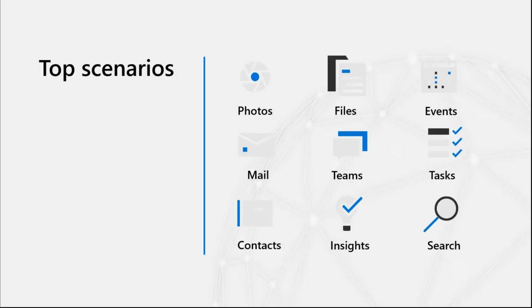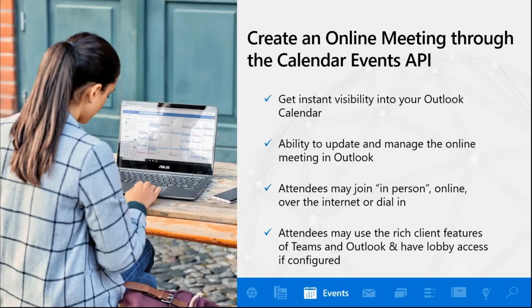So as part of the conversation, when you're trying to create an online meeting, one of the options is the Calendar Events API. What that will give you, if you are creating such an object, is instant visibility into your Microsoft Outlook calendar. So if it's important to you that the online meeting you're creating is visible inside that person's Outlook calendar, you get that.